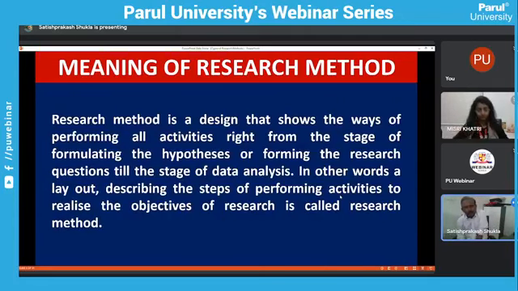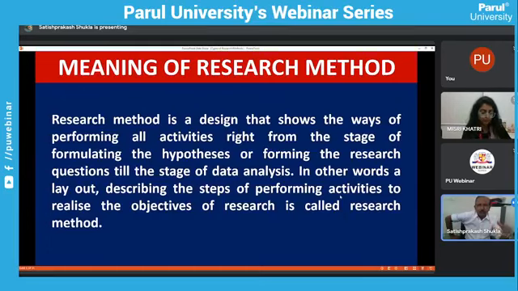Research method is a design that shows the ways of performing all activities, right from the stage of formulating the hypothesis or forming the research questions. So research method starts after selection of the research problem. That is the important thing in terms of the research method. It starts after selection of the research problem and after deciding the objectives of the research. It starts with formulation of hypothesis, or in some cases we can't formulate the hypothesis. Hypothesis cannot be tested in all researches.